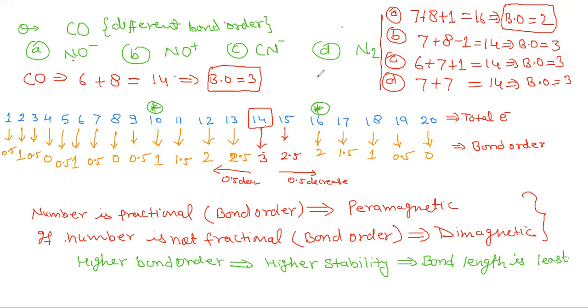Now just you tell me that here the CO bond order is 3. The question is that different bond order. Different bond order, which one? That is option number A. So our correct answer is A. And now second question, you remember the point, this one.